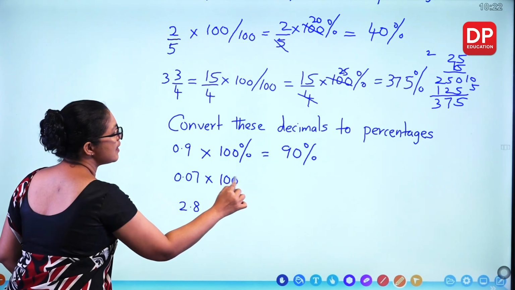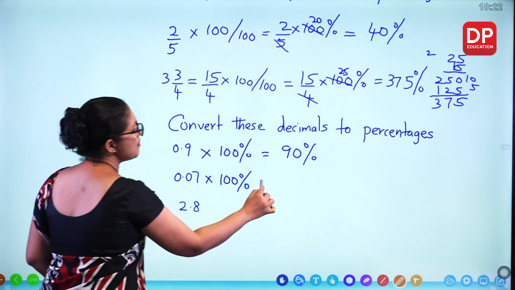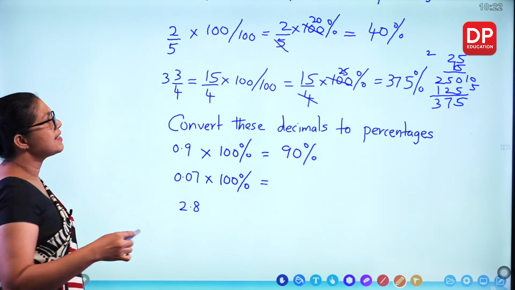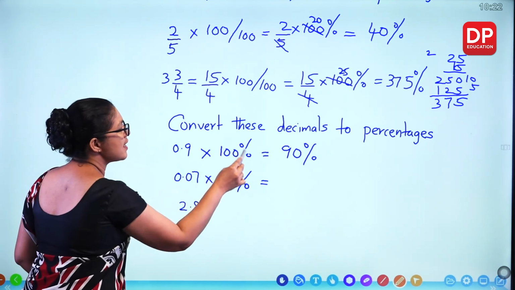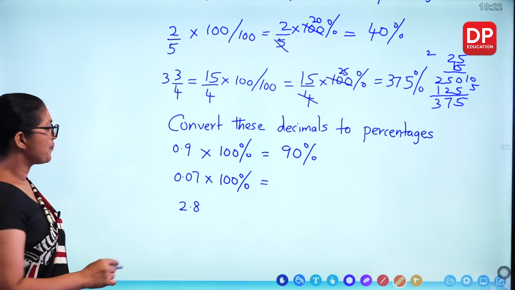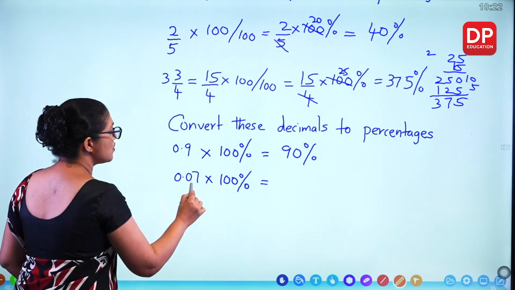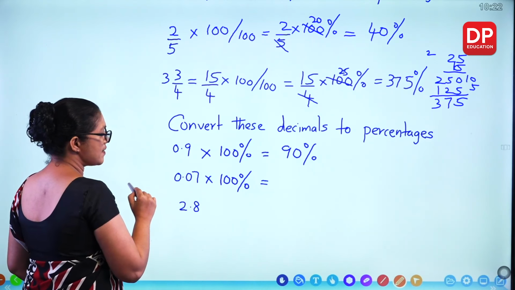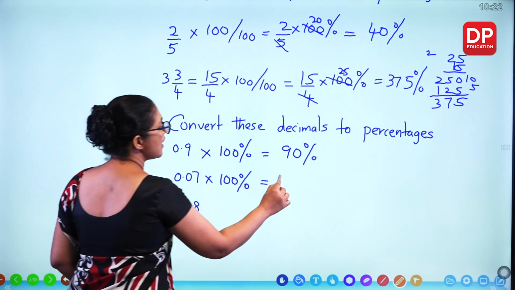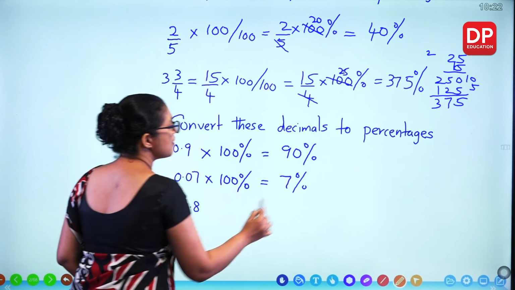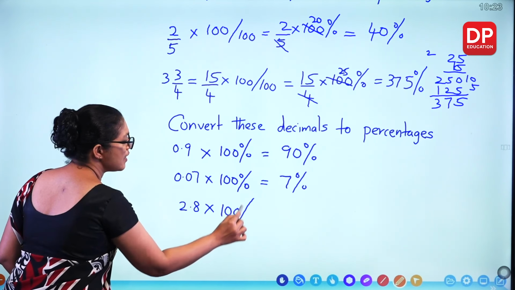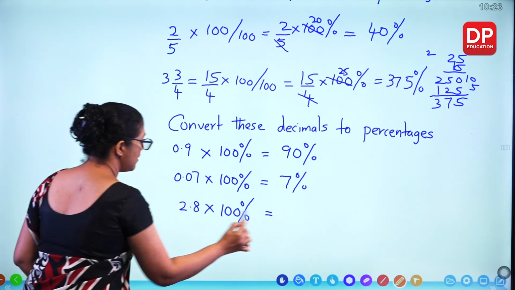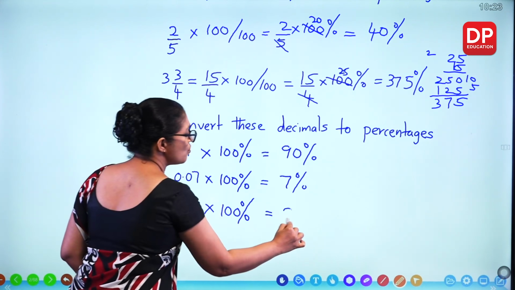This one, multiply by 100 and divide by 100. That means percentages. Now I am not writing as divide by 100. I am straight away writing as percentage sign. So move decimal place 2 places to the right. You get 7%. 2.8 multiplied by 100, you get 280%.